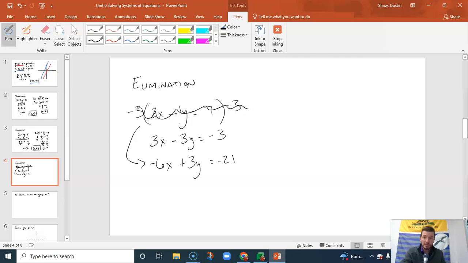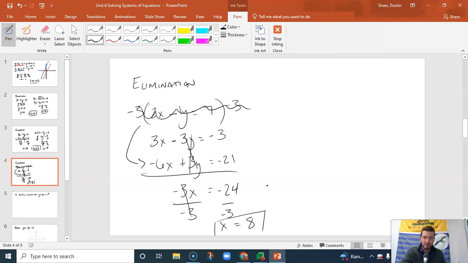And now I can eliminate my y's when I add my equations together. And that's going to be 3x minus 6x is negative 3x equals negative 3 plus negative 21 is negative 24. And now we just solve. So divide by 3, or by negative 3, excuse me, and x equals positive 8.